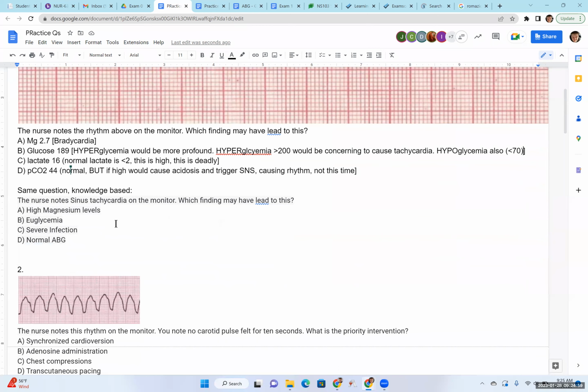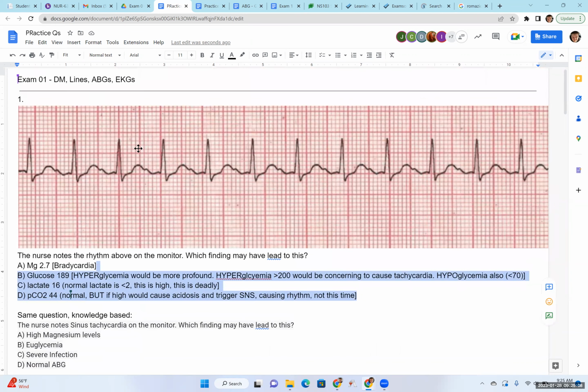Okay, number 2, same question. This is talking about knowledge base and critical thinking questions. This is going to be an example question on the test. You have to analyze this rhythm and know what that is. If you say sinus bradycardia, you're in trouble, right? But not really. Lactate 16, if it's severe enough, can lead to that. But I didn't really get to that.